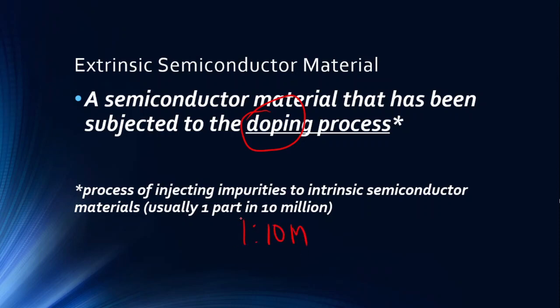So isang impurity sa bawat 10 million parts ng pure semiconductor material. So ano ulit, bakit natin nag-undergo ng doping? Para ma-increase ang kanyang conductivity. Kasi sabi ko sa inyo last time, di ba? Kapag nag-apply tayo ng bias across a semiconductor device, it should act as a conductor. Pero yung mga purong semiconductors kasi, hindi siya gaanong nagko-conduct. So para mas lalo siya maging conductive, hinahaluan natin siya ng mga impurities.